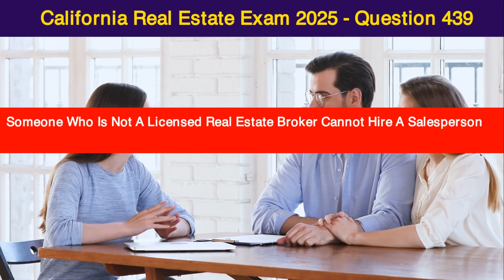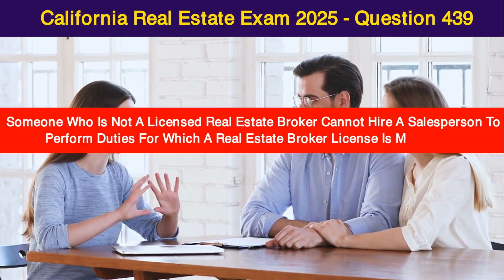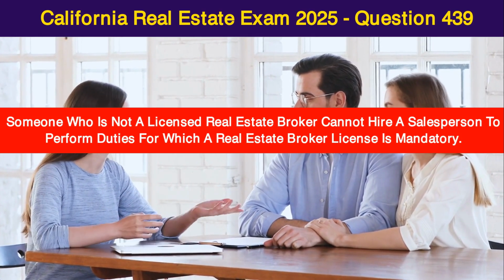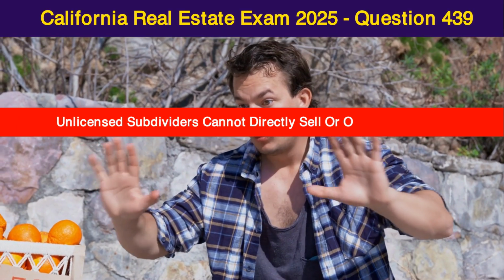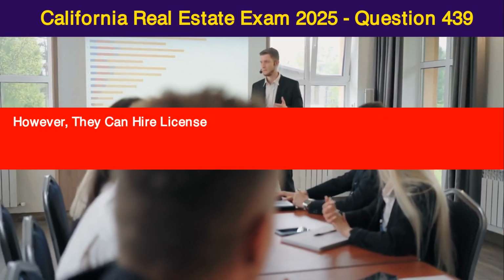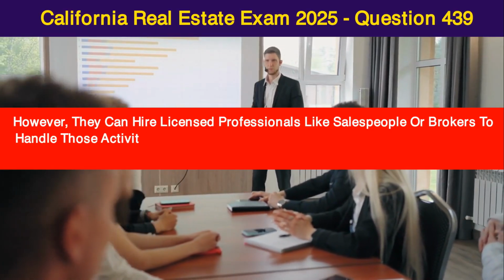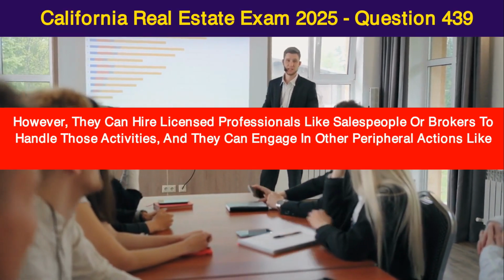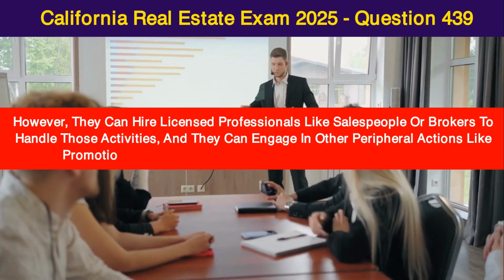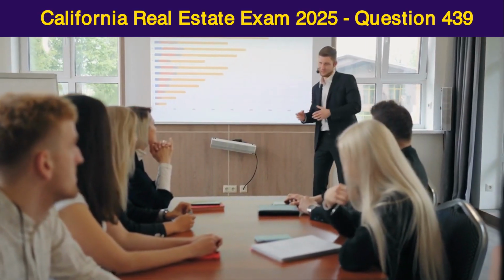Someone who is not a licensed real estate broker cannot hire a salesperson to perform duties for which a real estate broker license is mandatory. Unlicensed subdividers cannot directly sell or offer to sell lots. However, they can hire licensed professionals like salespeople or brokers to handle those activities, and they can engage in other peripheral actions like promotion through publicity agents or buying adjoining land.